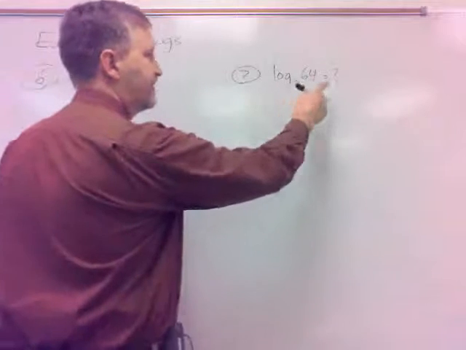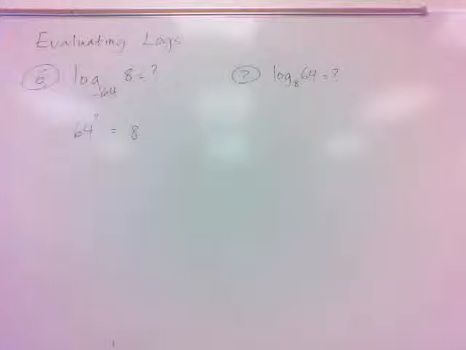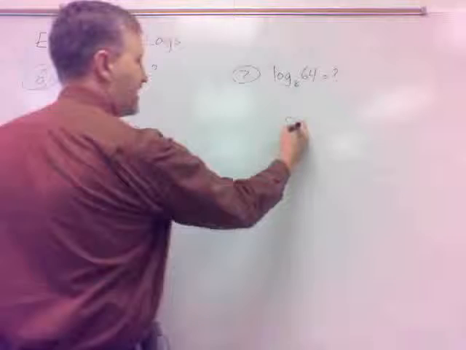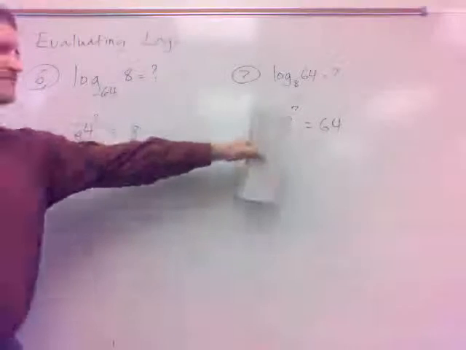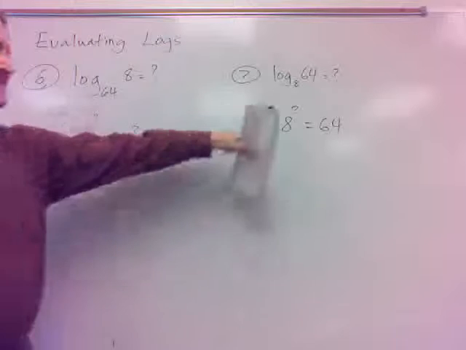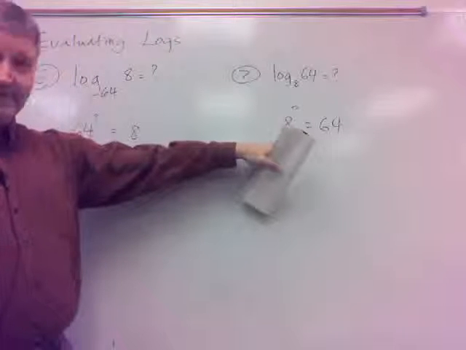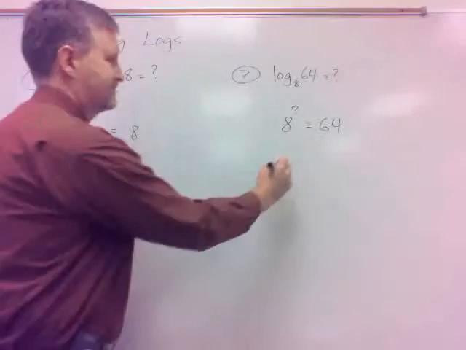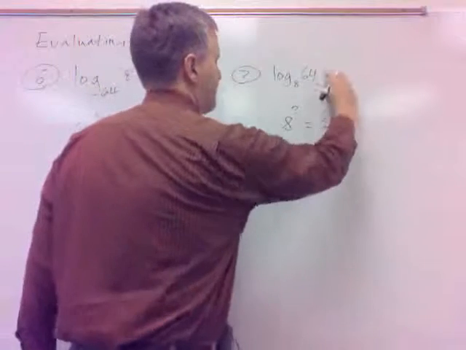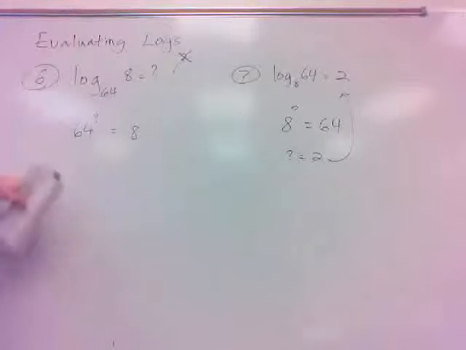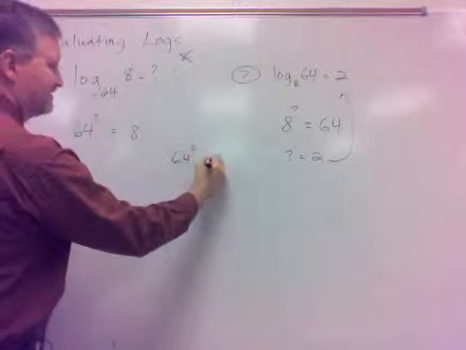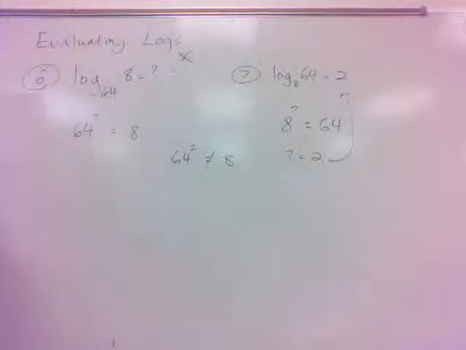This one over here is probably the one we would think of when we see this problem. This is 8 to what power is 64? Well, I would say this one is a much easier one than this one. This one, what do you got? That power would be 2, wouldn't it? The power needs to be 2. So this is 2. This one's not 2, though. Because 64 squared is not 8. 64 squared is a big number. So it's not 2.